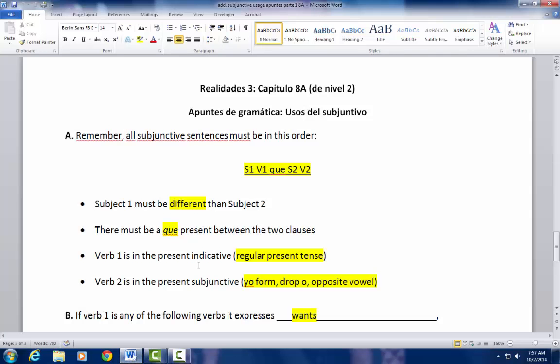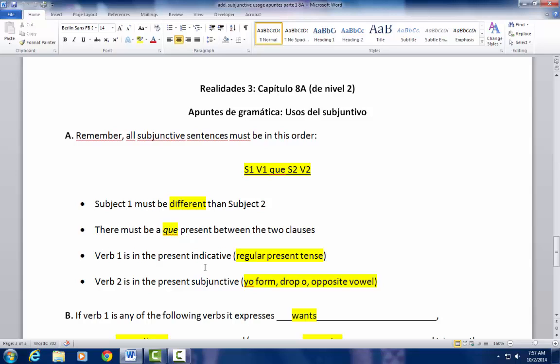Okay, hola muchachos. Today we are going to learn the second part of the subjunctive. In your packets you have a guided note sheet, so again please follow along with this video and anything in yellow you're going to be writing down on your sheet.